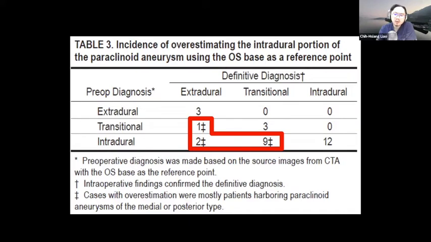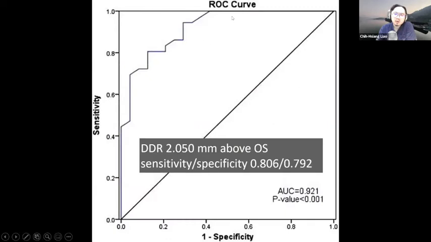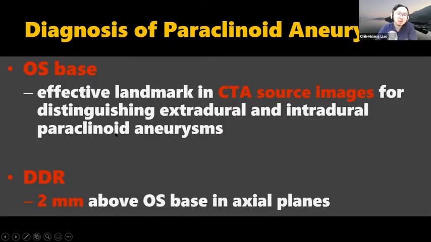So how do I deal with this result? We use the ROC curve to estimate where the distal dural ring might be. So this is the result. The distal dural ring is about 2 millimeters above the base of the optic strut. The sensitivity and specificity are quite nice. So for the diagnosis of paraclinoid aneurysm, CTA source imaging is effective. If you use the base of the optic strut, it is effective, but the presumed distal dural ring is 2 millimeters above the base of the optic strut. And that's how I answered my own question.